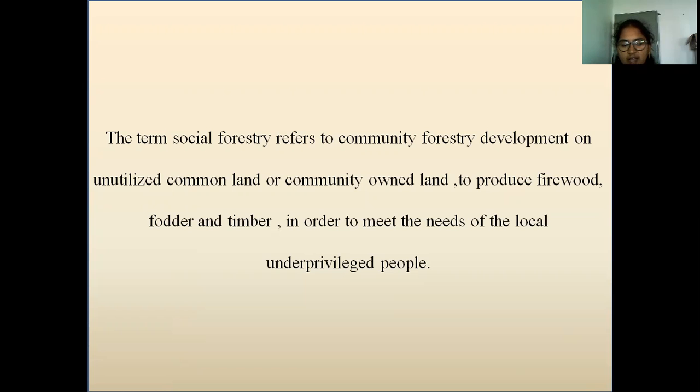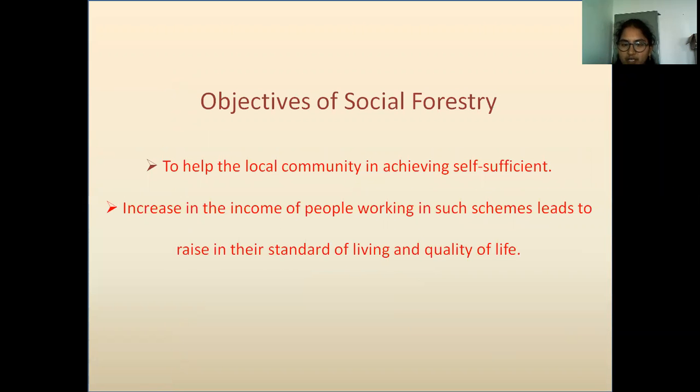Such projects are undertaken to reduce the pressure on traditional forests which have been degraded due to human activities. Some of the objectives of social forestry are to increase the supply of firewood, fodder, timber and other products to local people without disturbing the conventional forest.